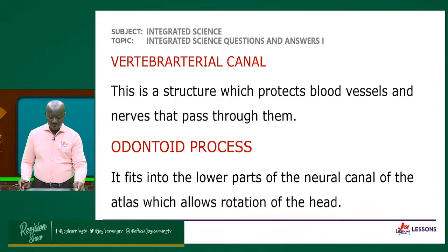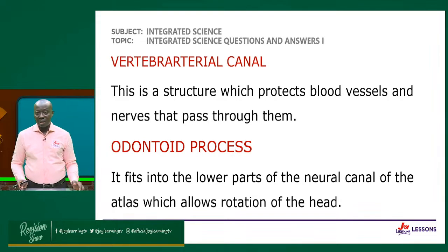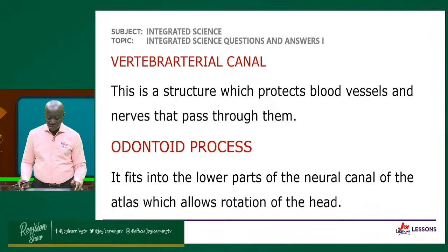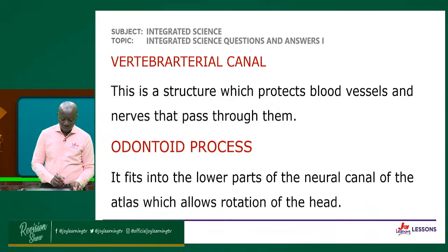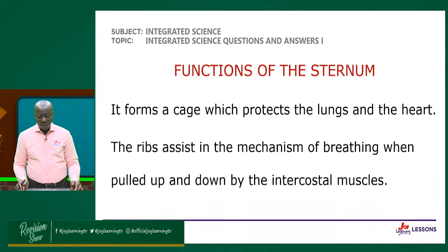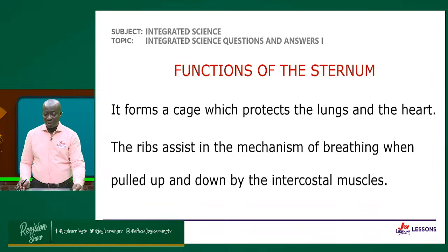The odontoid process fits into the lower part of the neural canal of the atlas, which allows rotation of the head. It means the atlas vertebra has a portion where this projection from the skull allows the head to move round from side to side. And then there's another one that allows us to nod freely. We'll be looking at it. So that will do for the generalized vertebra.